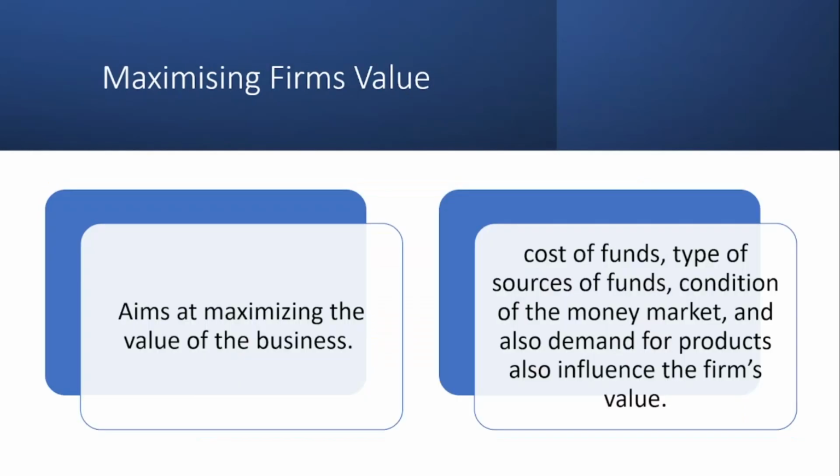The last objective is maximizing the firm's value. The finance function majorly aims at maximizing the value of business. So what happens? The cost of funds, how much you need to pay in total in order to acquire the funds, then the type of sources of funds, whether you're raising it from equity shareholders, or from preference shareholders, or from debt, or from loans. There are many types of sources of funds. And the condition of the money market.